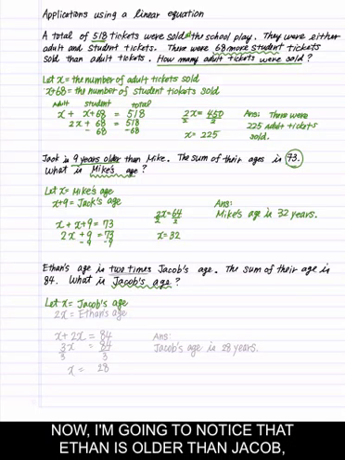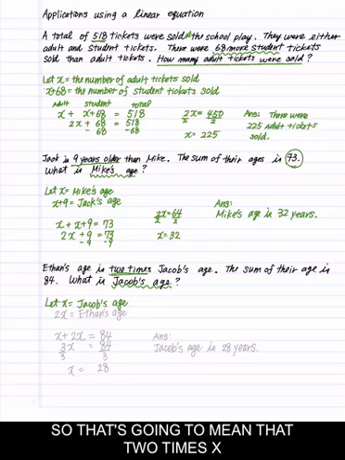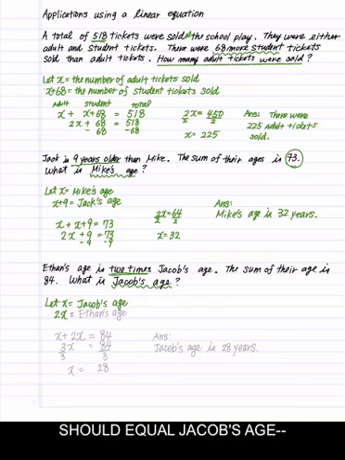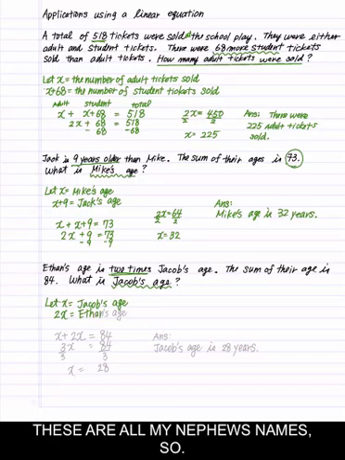Now I'm going to notice that Ethan is older than Jacob. In fact, Ethan is 2 times Jacob's age. So that's going to mean that 2 times x should equal Ethan's age. Jack's age, Ethan's age. These are all my nephew's names, so.